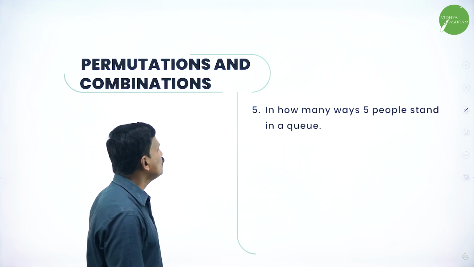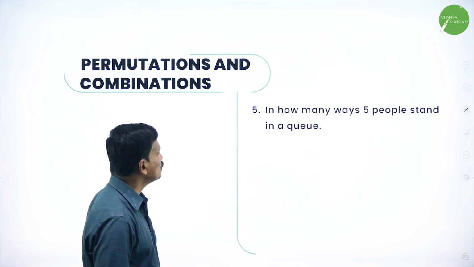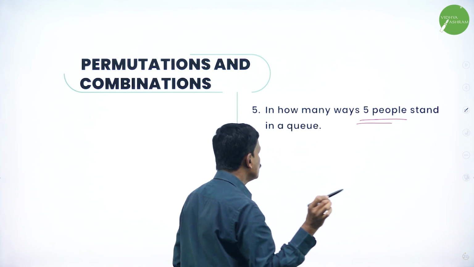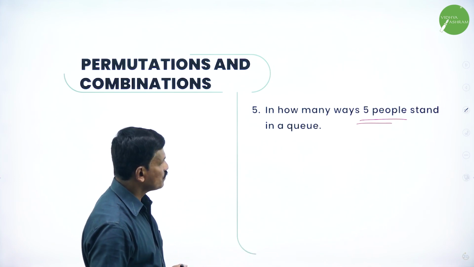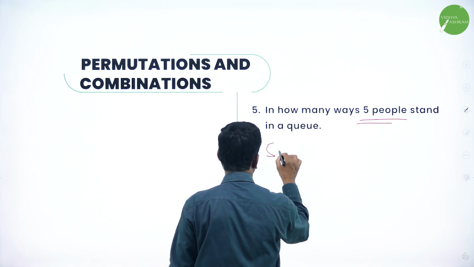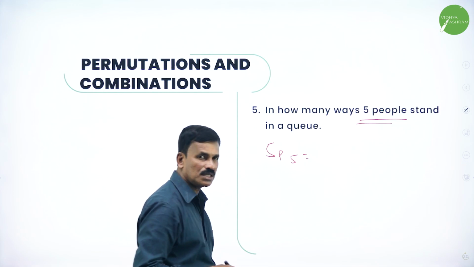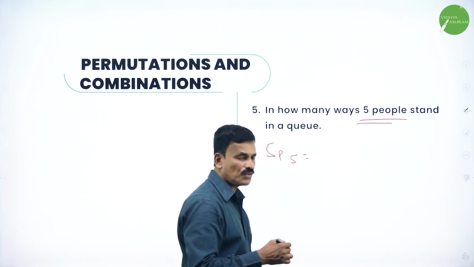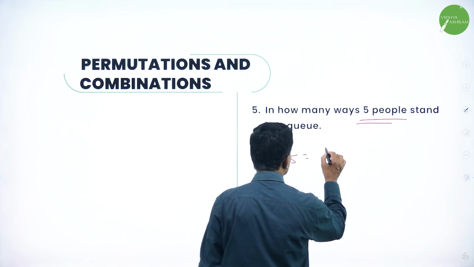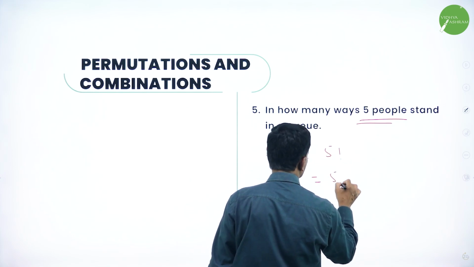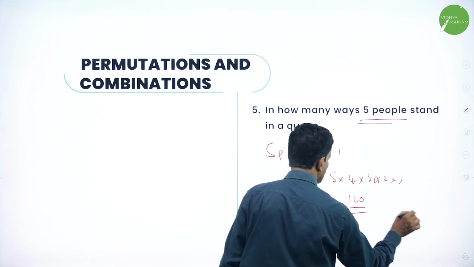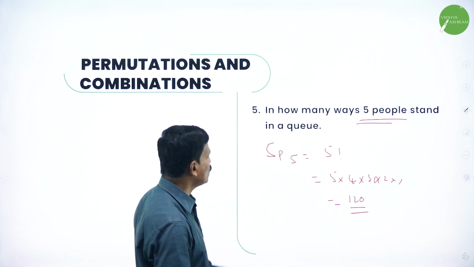In how many ways can 5 people stand in a queue? Only 5 people. In how many ways 5 people can stand in a queue means this is nothing but the permutation. So permutation of 5 members taken 5 at a time, that is nothing but 5P5. So 5P5 is nothing but 5 factorial. 5 factorial is 5 into 4 into 3 into 2 into 1, that is 120. That's it. So in 120 ways 5 people can stand in a queue.